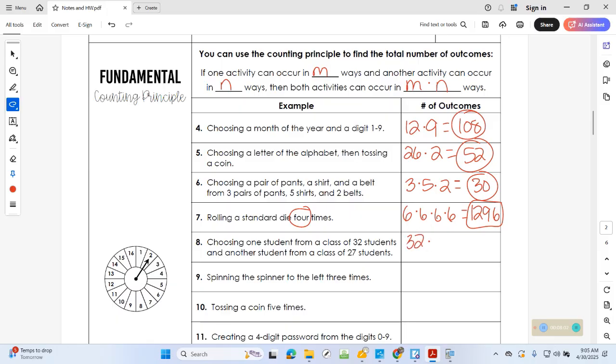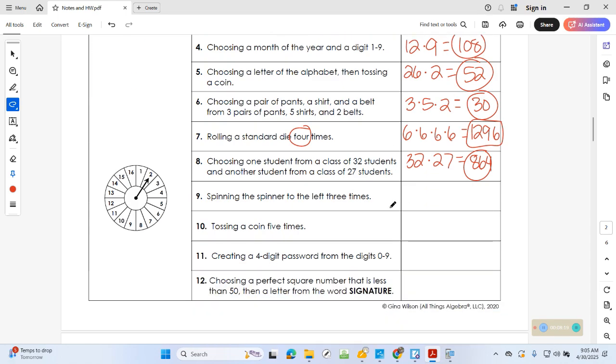Okay, choosing one student from a class of 32 and another from 27. Okay, 32 times 27, what do you get? Perfect. I don't know if we even need to really do all of these, but they're easy, so we're going to do them all. Sometimes this thing just doesn't like to scroll for me.